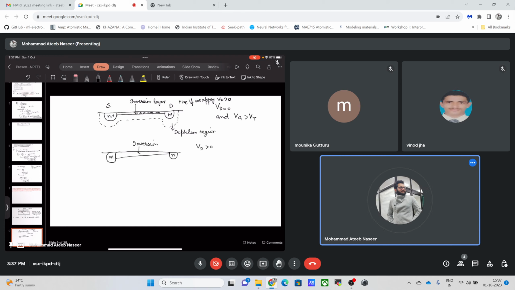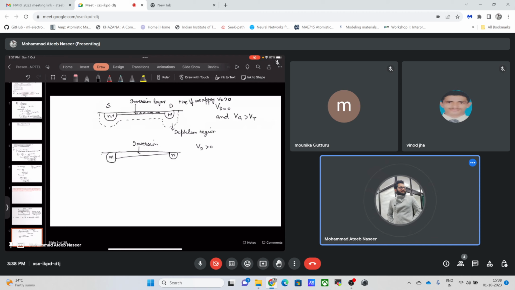Now if we continue to increase this VD bias, this would result in the special condition known as the pinch off voltage. The carrier concentration at this pinch off point would be simply equal to the bulk doping concentration. So this is the depletion region for this case.